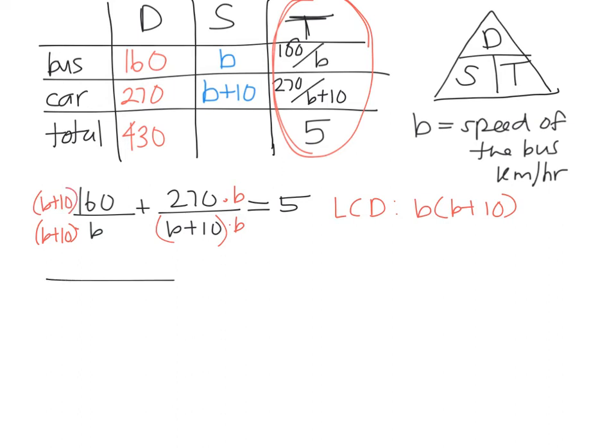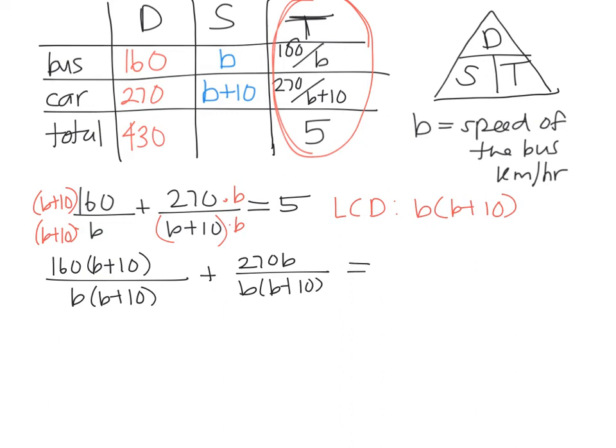So in the numerator, we have 160 times (B + 10) all over B times (B + 10), plus 270 times B all over (B + 10), and that's all equal to 5. So let's distribute this, and we're going to add those numerators. Don't multiply the numerators, make sure we add them. So our big denominator is going to be B + 10. There's no need to expand that because it's all factored.